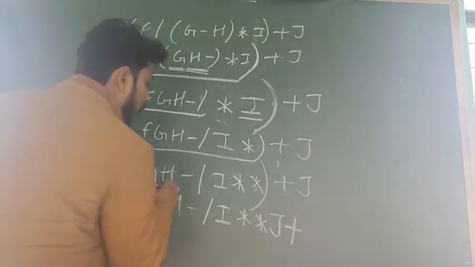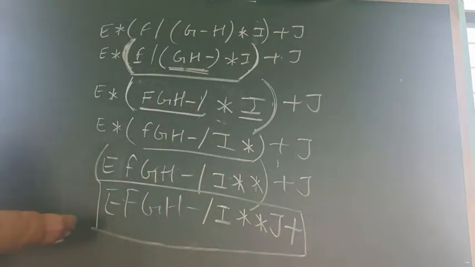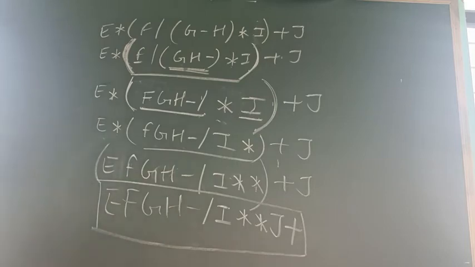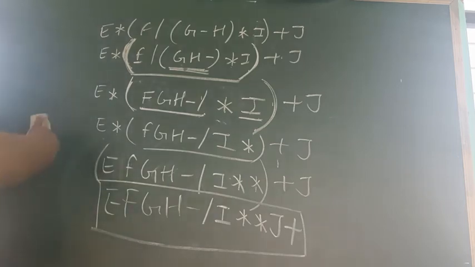Now this is the required answer, and this question will be there in your 2 marks or 4 marks. E F G H minus divide I into J plus. Clear? So this is another question that we get in your exam from the chapter about trees, our data structure chapter. Okay, from the data structure chapter, this question will come.